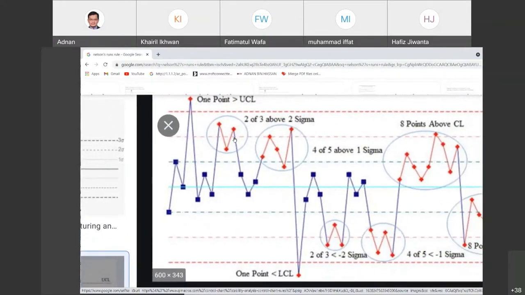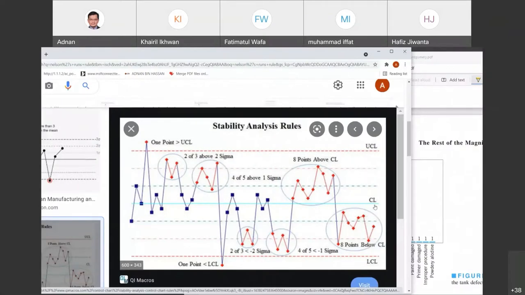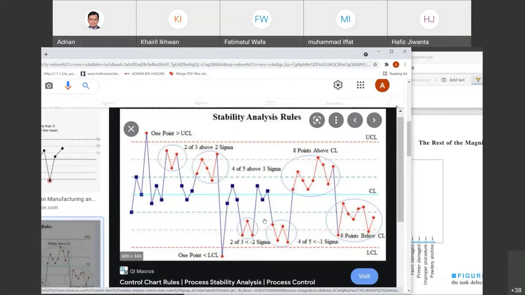Boleh nampak this line, this chart? Okay, so you see here, this is the center line, this is the control limit. So when you have 3 points beyond 2 sigma, like I showed just now, 1, 2, 3, two of them are above 2 sigma, this is considered an unstable process. This is rule number one, 1 point greater than this. Another rule from before, 4 out of 5 above 1 sigma, in this case.